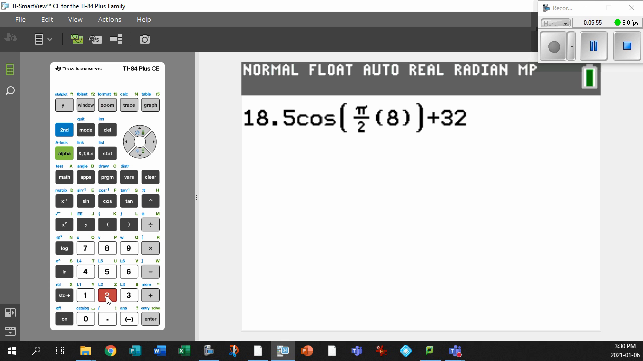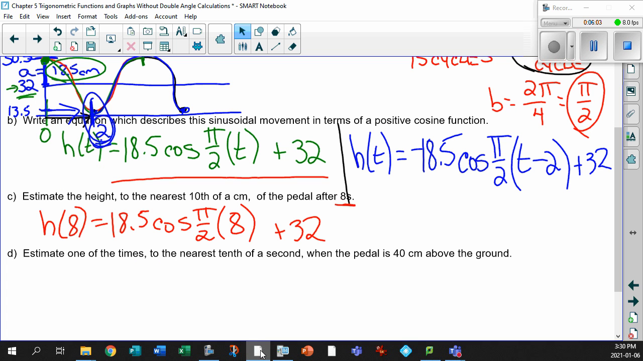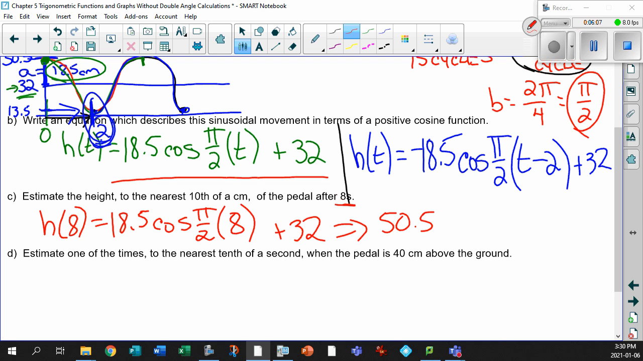There it is. Enter. I've got 50.5. Oh, sorry, that's 50.5 centimeters. My apologies. So this is going to be at a height of 50.5 centimeters. Oh, how nice. That's easy.